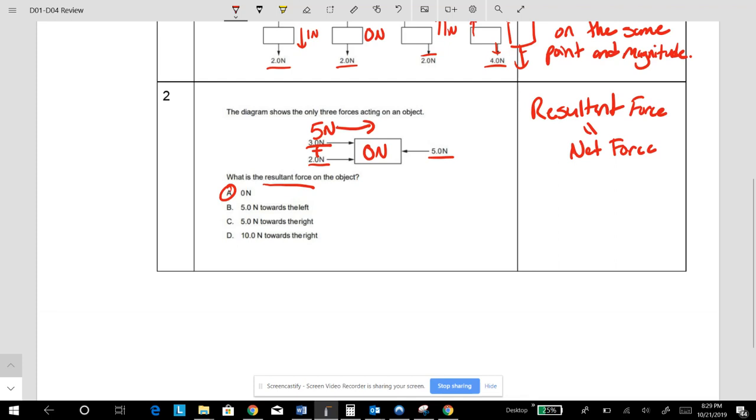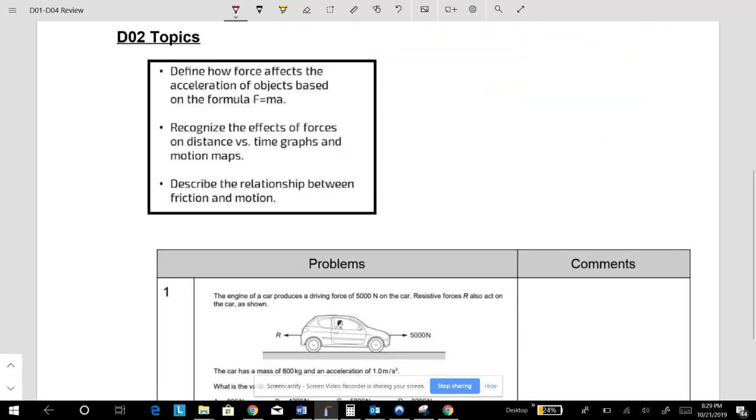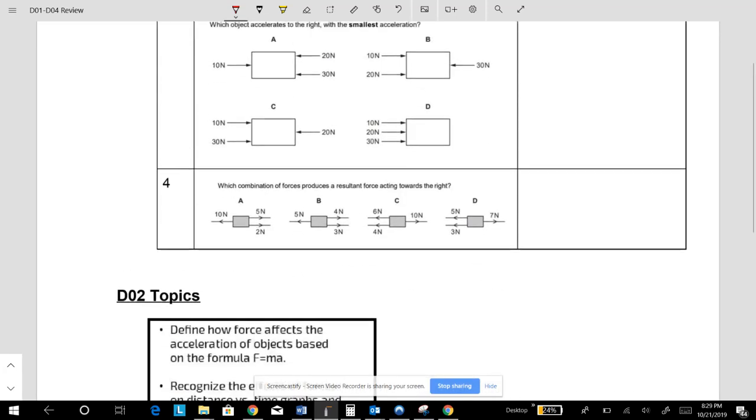So my left-hand side would have to be 10 newtons to make it move 5 newtons to the right. And then 10 newtons towards the right would indicate that this would be 15 newtons. So just basically balancing all the equations and equaling them out and finding net force. All right. So let's move on to problem 3, my bad.